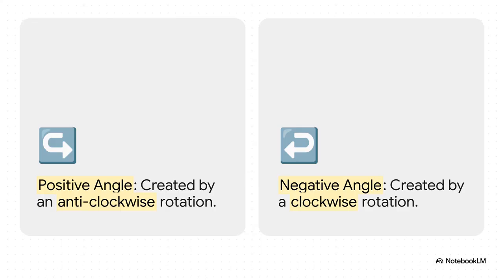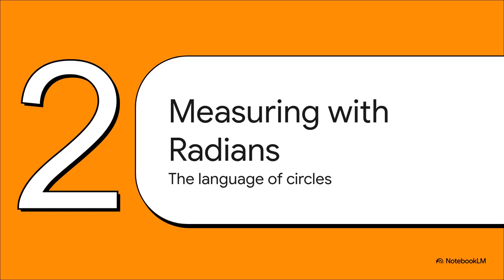You know, this new way of thinking makes everything so much easier. We just have a simple rule. If you rotate the ray anti-clockwise, that's against the way a clock's hands move, we call that a positive angle. And if you rotate it clockwise, well, that's a negative angle. And just like that, the whole mystery of negative angles, poof, it's gone. It's just a direction. Okay, so if angles are all about rotation in circles, how should we measure them?